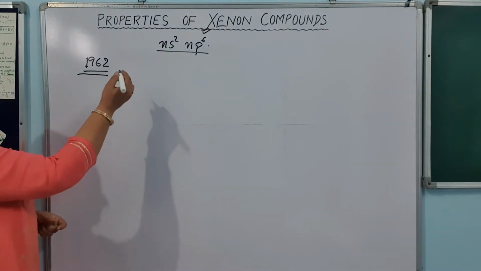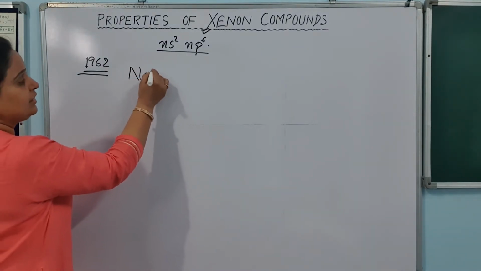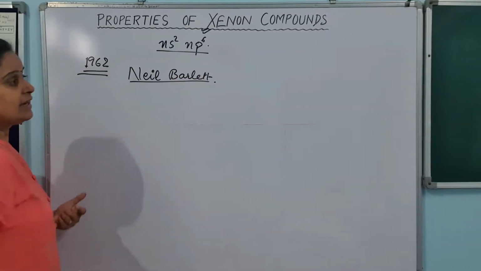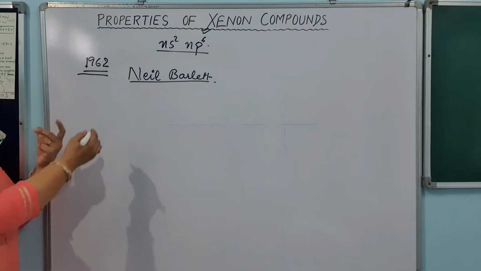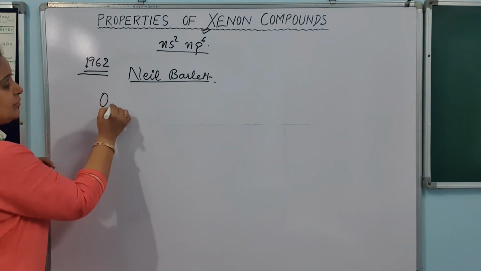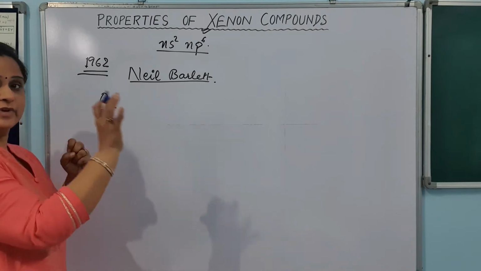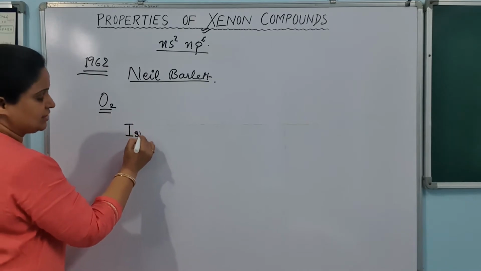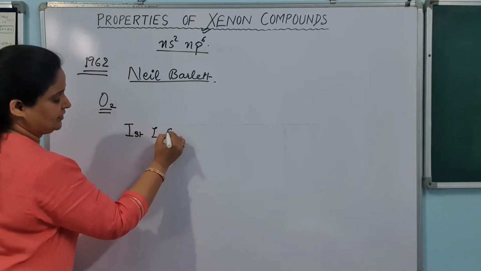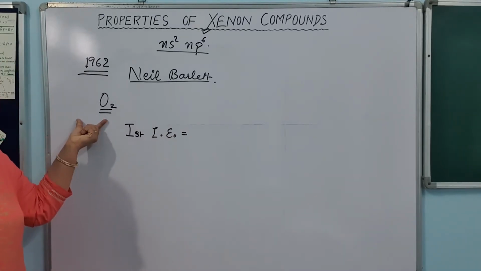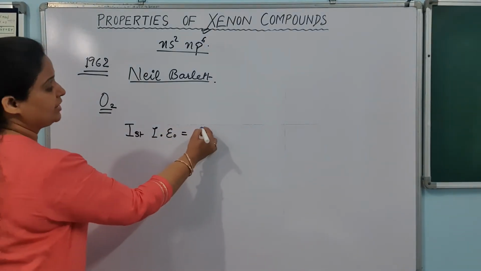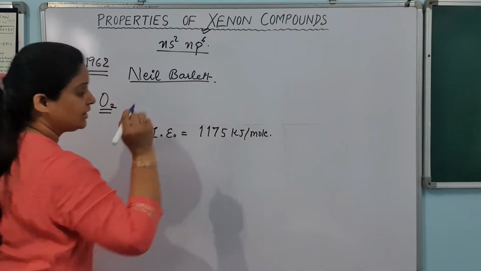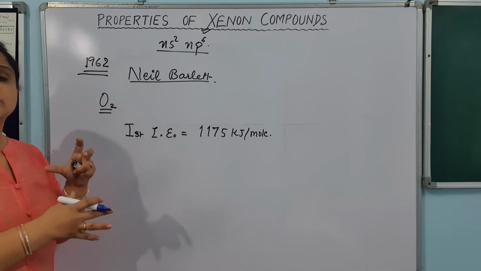So what happened this year? There was a scientist called Neil Bartlett, and he was doing an experiment in which he observed the ionization enthalpy of molecular oxygen. That means, if I want to remove an electron from oxygen, the first ionization enthalpy of the oxygen molecule is 1175 kilojoules per mole. He observed this during the making of a compound.